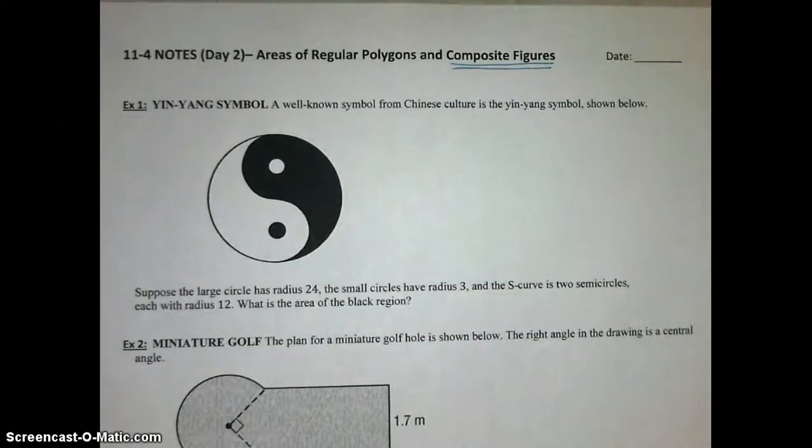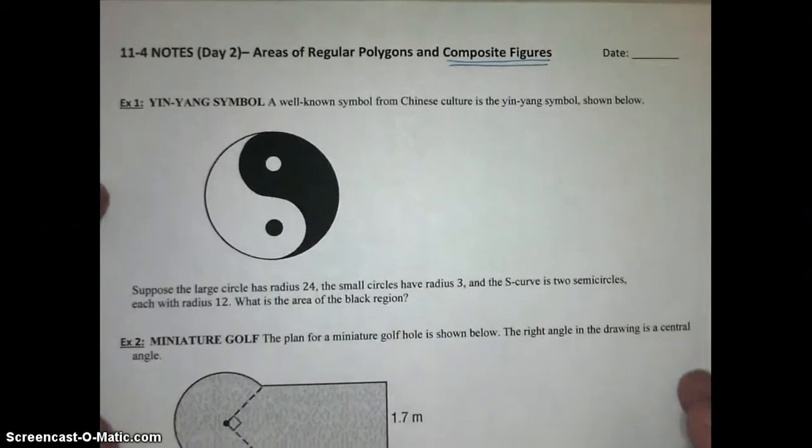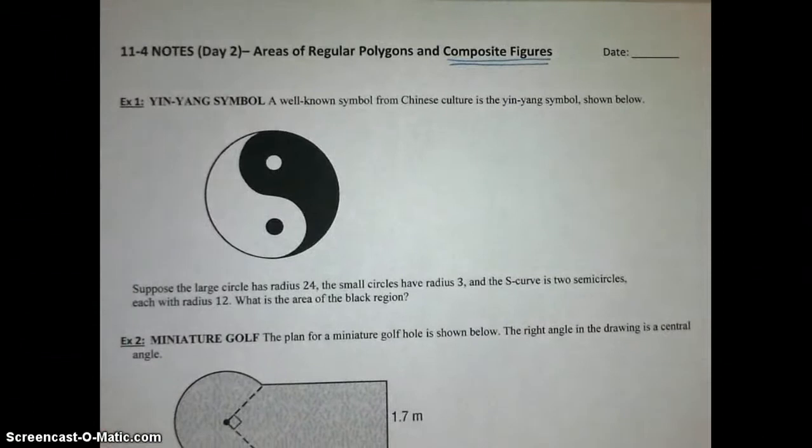Well, area of composite figures then is the area of all the parts put together. And that's all we have to imagine here, is that we can take a figure and break it down into its individual parts and combine their areas to get a total area.